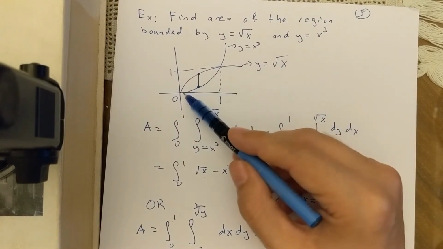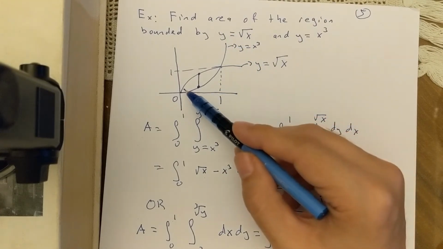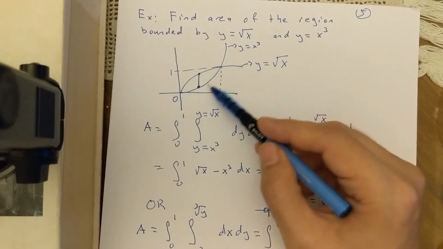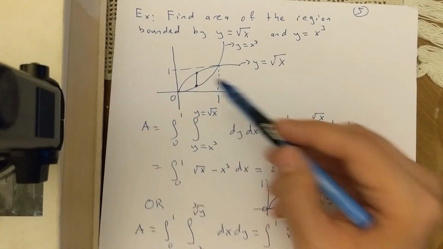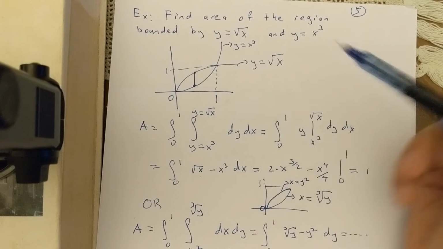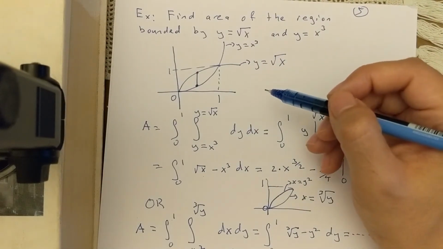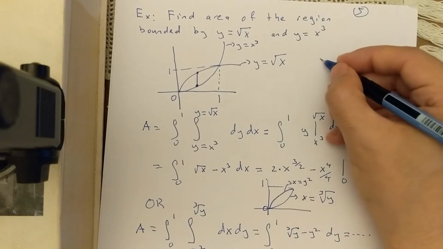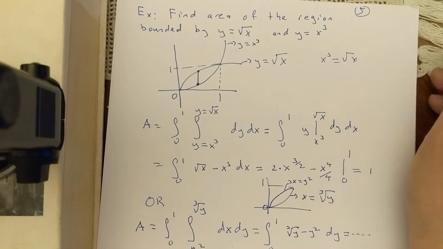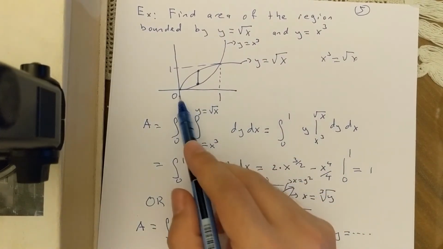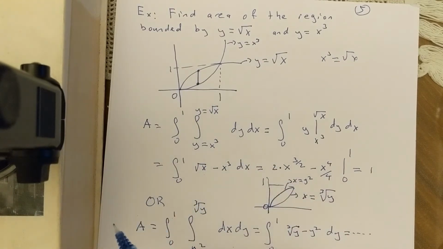Here I drew the functions. This would be y equals x cubed, and this would be y equals square root of x. Y equals x cubed actually goes down like this, but where it's bounded is going to be this region. So this is the region R. The first order of business is trying to find where they intersect. If you set x cubed equal to square root of x and solve it, you'll see that it has two solutions, which we already know. They are equal when x is equal to 0 and when x is equal to 1.